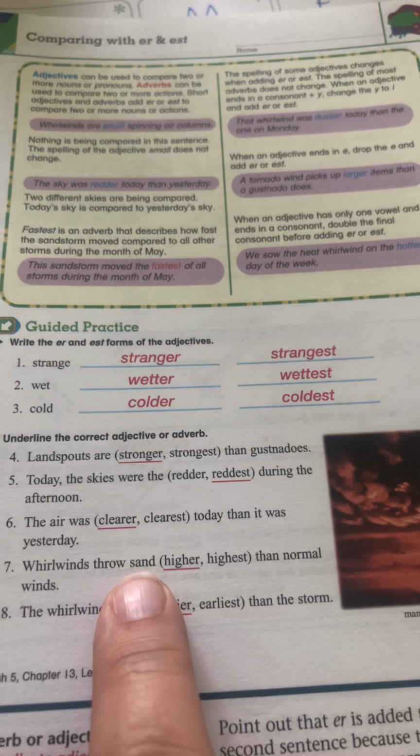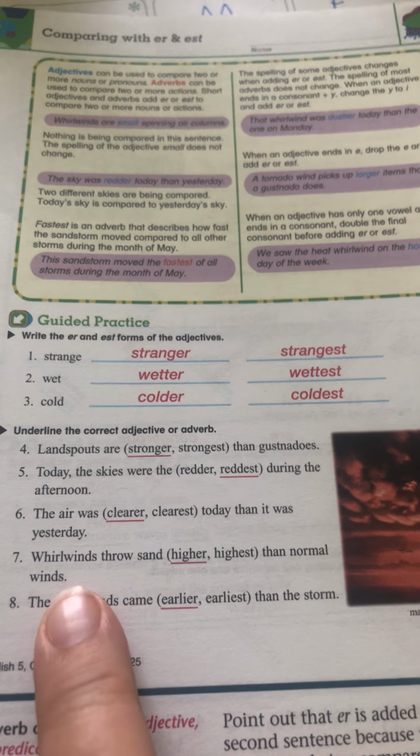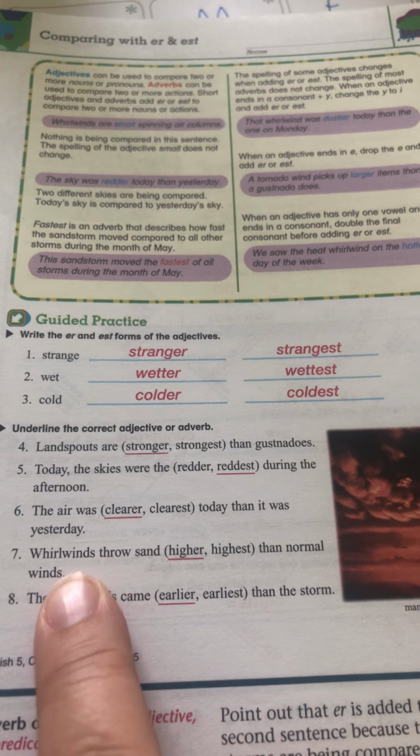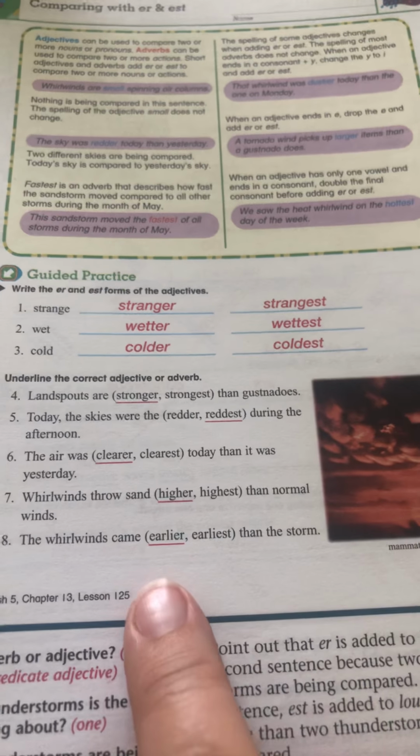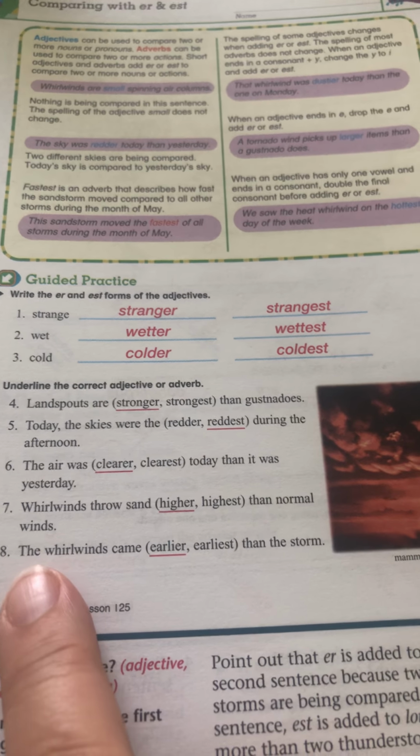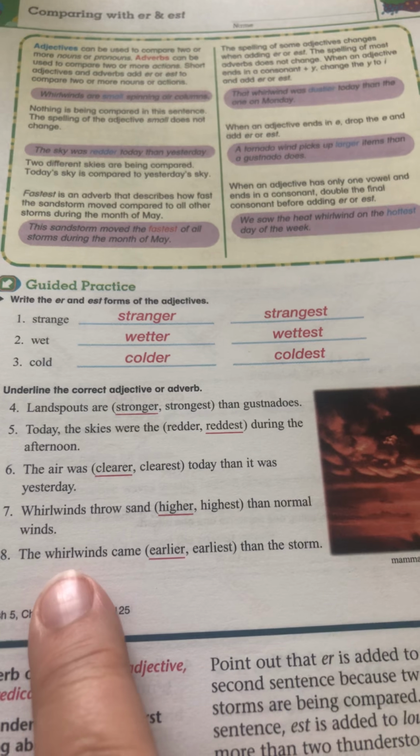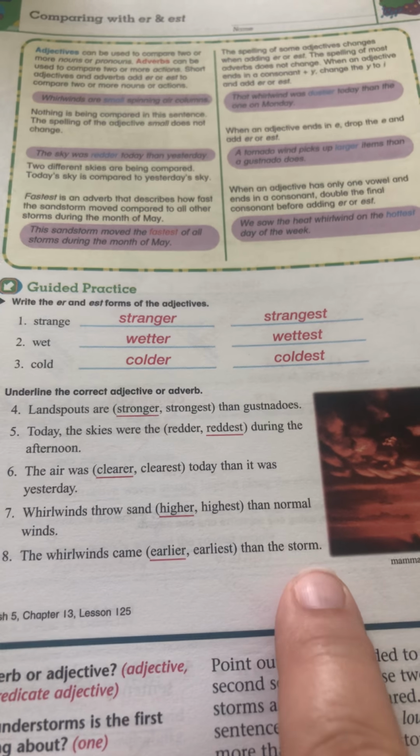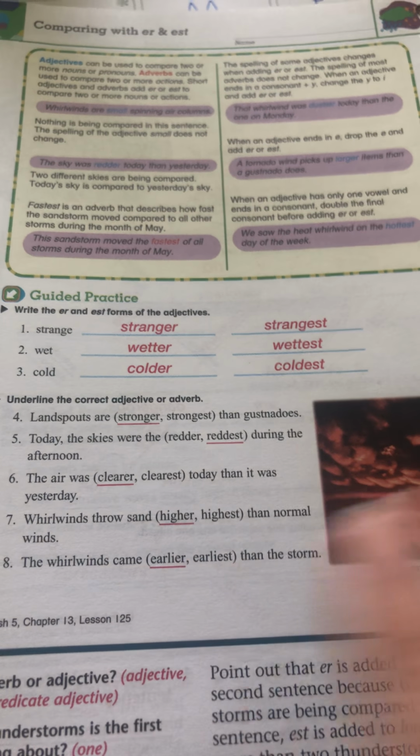Whirlwinds throw sand higher than normal winds. Because we're comparing whirlwinds and normal winds, you choose ER. And again, the whirlwinds came earlier than the storm. You're comparing the whirlwinds and the storm, so you use ER, earlier.